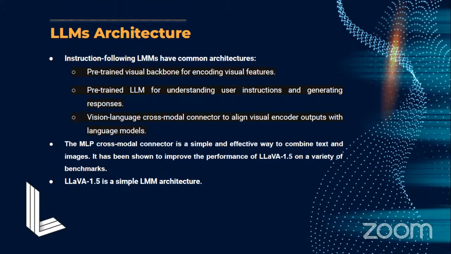And the last common component is a vision-language cross-modal connector to align the visual encoder output with the language model. We will talk more about the cross-modal connector and MLP in the next slides. But in the main concept, the MLP cross-modal connector is a simple and efficient way to combine text and images. It has been shown to improve the performance of LLaVA 1.5 on a variety of benchmarks. And LLaVA 1.5 is a simple LMM architecture, and we'll talk about it in the next slide.